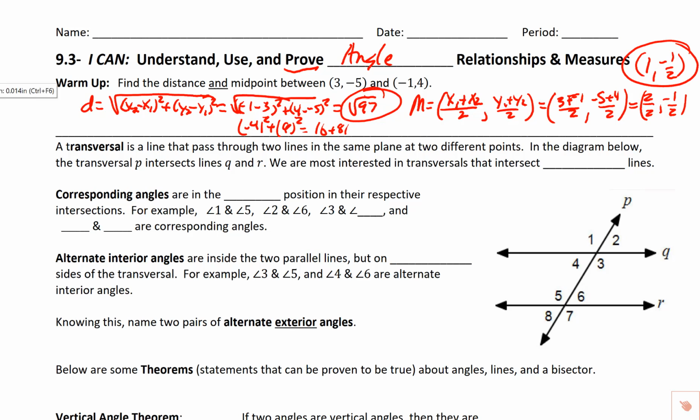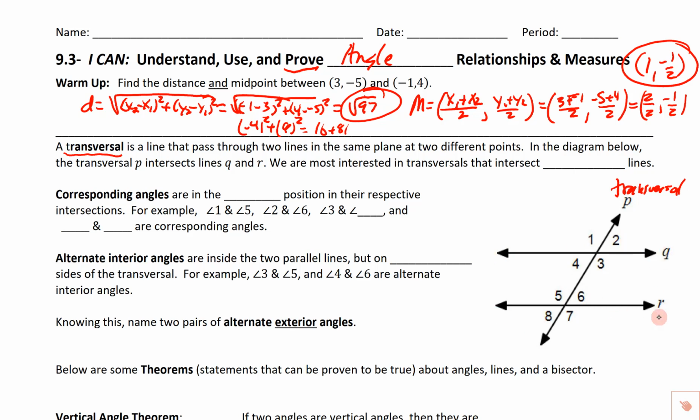Okay, some more vocabulary now. A transversal, so transversal is the new vocab. It's a line that passes through two lines in the same plane at two different points. So in the diagram below, we've got a transversal. Transversal P intersects lines Q and R. So this is the transversal, and trans means to cross something. So transversal, okay, it crosses lines Q and R.